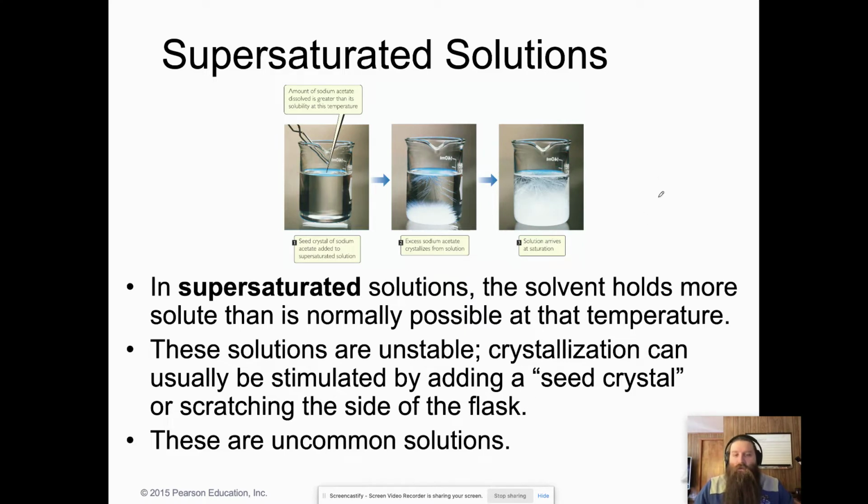Sodium acetate is a common supersaturated solution that we play with in the lab. It's one that as a liquid you can pour out and it will solidify as you pour it. There's some pretty cool YouTube videos of that if you want to look those up.